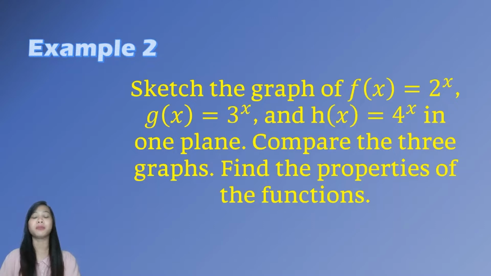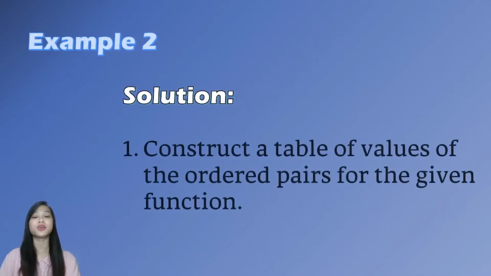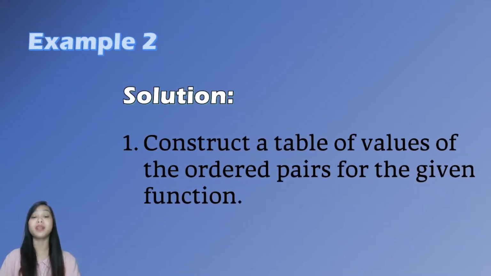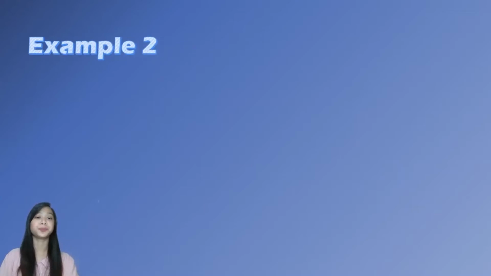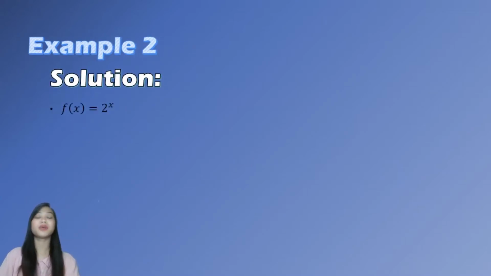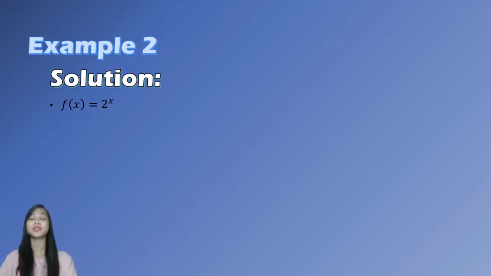So for the solution, first part, we need to construct a table of values of the ordered pairs for the given function. So we need to solve for the ordered pairs in order to have a table of values. So now, here is the solution. First, we have three functions in the problem. We have f of x, g of x, and h of x.